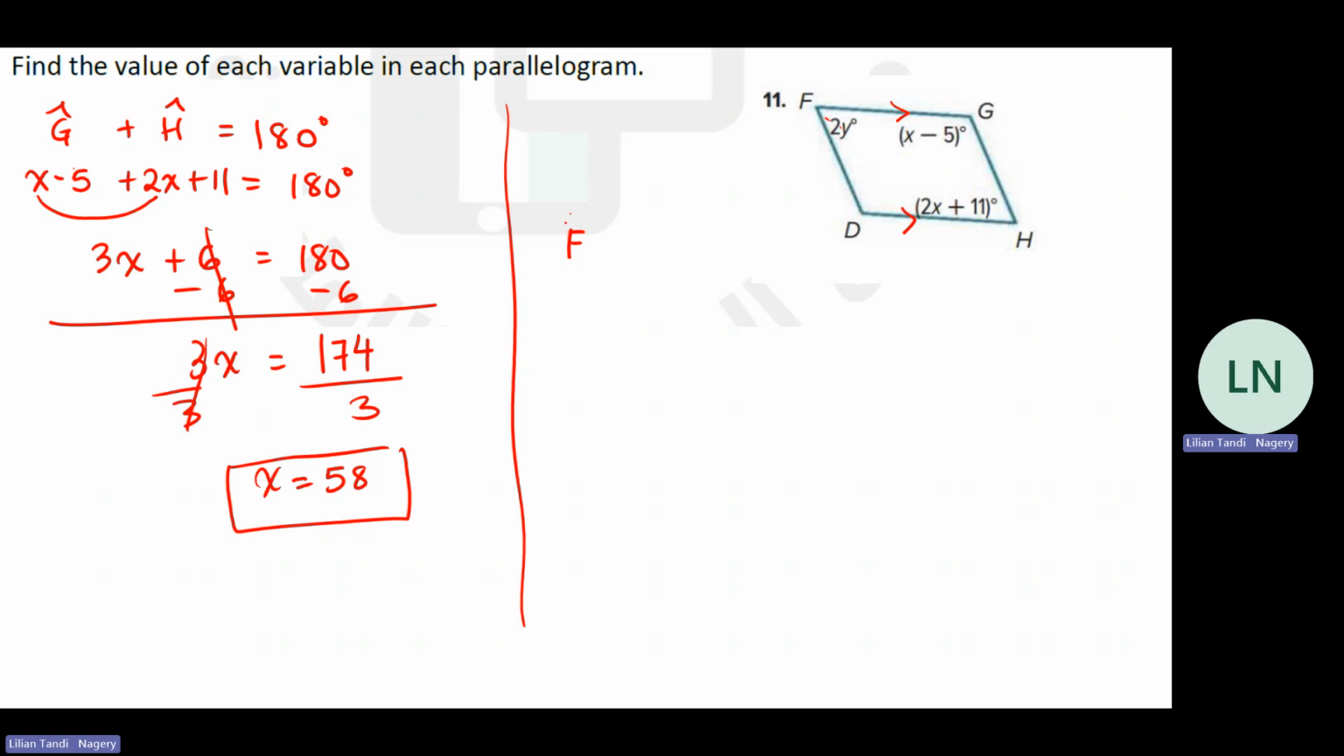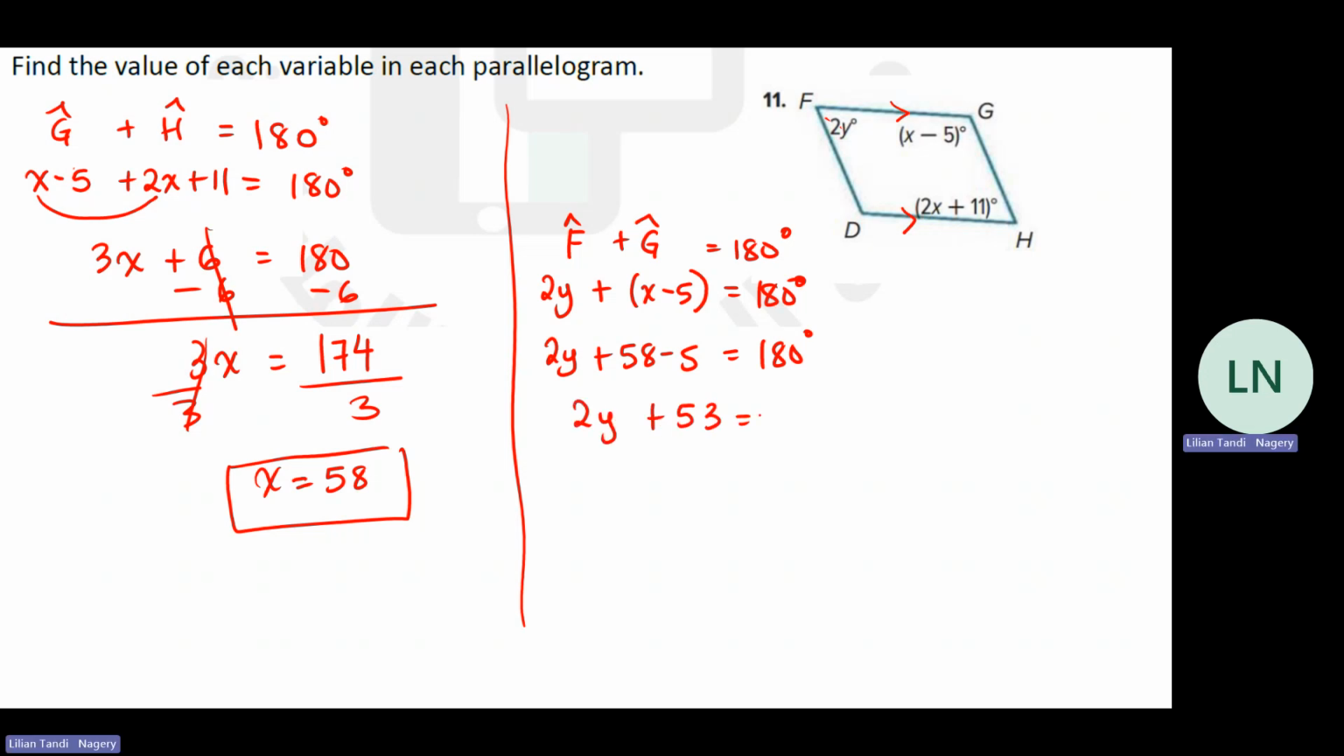Then opposite angles are congruent, or you can use F plus G is 180. So angle F plus angle G is equal to 180 because they are co-interior angles. Angle F is 2y plus angle G is x minus 5 is equal to 180. You found x over here, so 2y plus 58 minus 5 is 180 degrees. Okay, so 2y plus 53 equals 180 degrees.